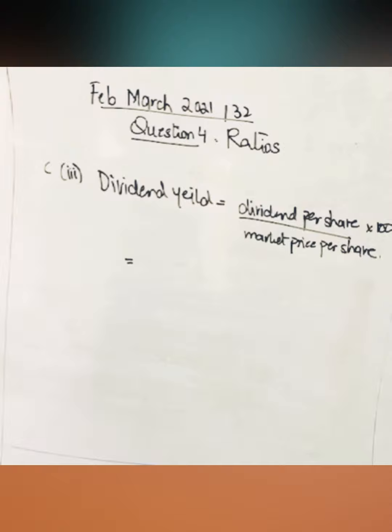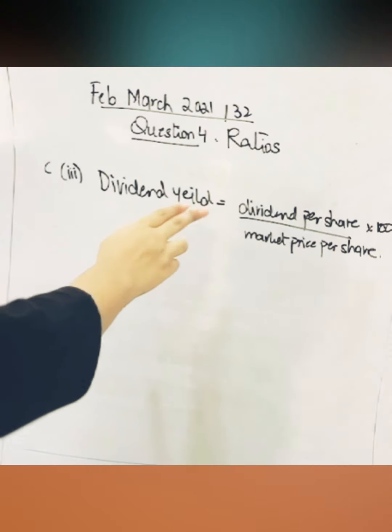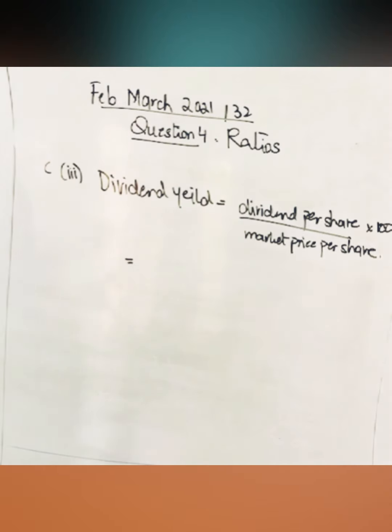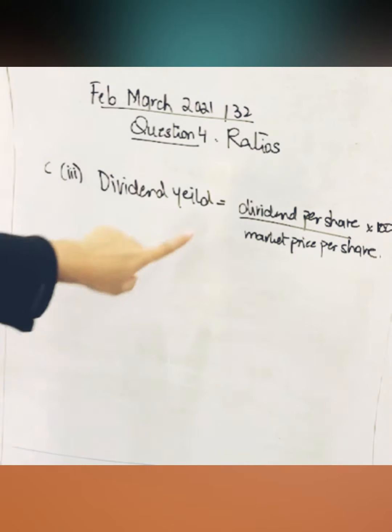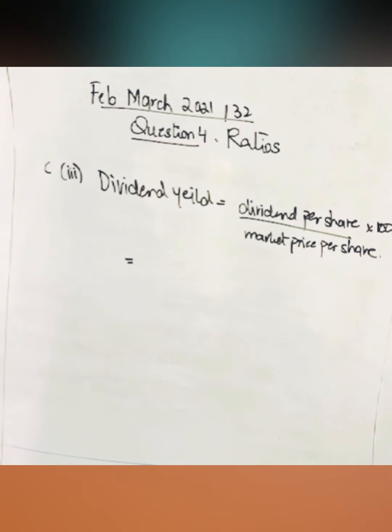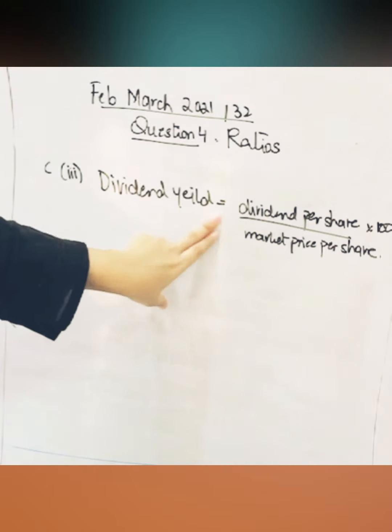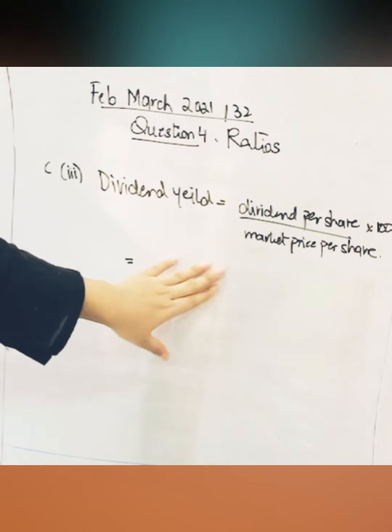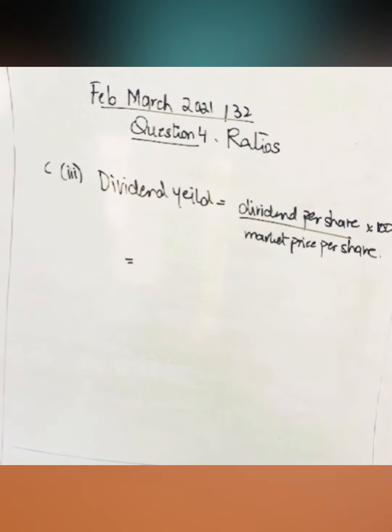The next up we have is dividend yield. So the dividend yield formula is dividend per share. Now this dividend per share includes both the proposed dividend and the dividend that you're paying in the current year. Why? Because that is the dividend that you've decided to pay per share. So you need to include the proposed dividend as well in this calculation, and then the market price per share, which is also stated in the question.